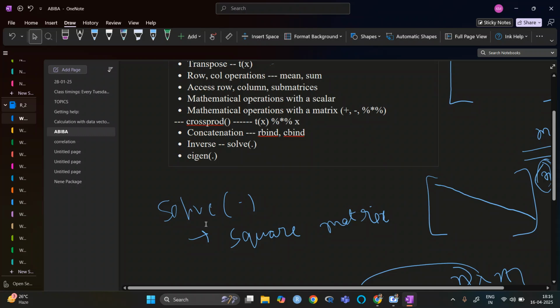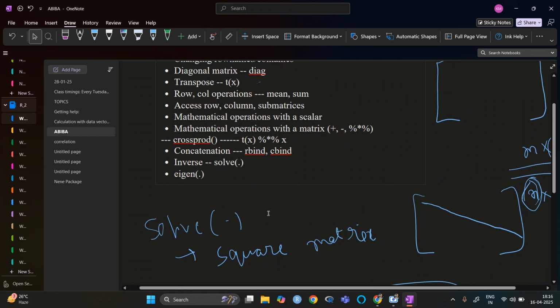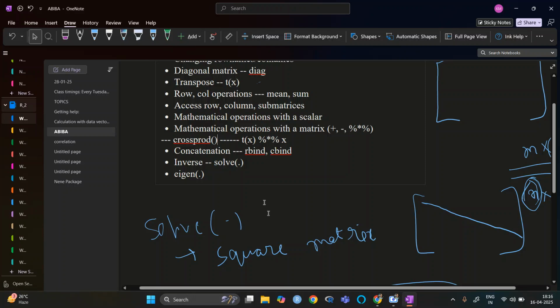Yes, this solve function is used to find the inverse of a matrix, and as you know, the inverse of a matrix we can find only on a square matrix. So you need to have a square matrix to find its inverse. And at the end you have eigen. If you put that matrix, it will give you the eigen values and the eigen vectors.